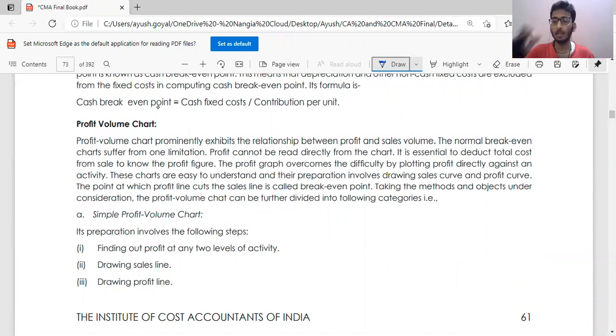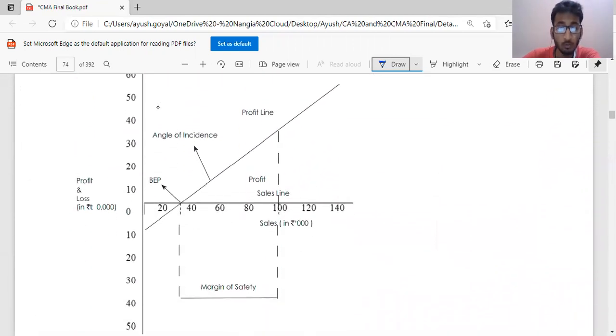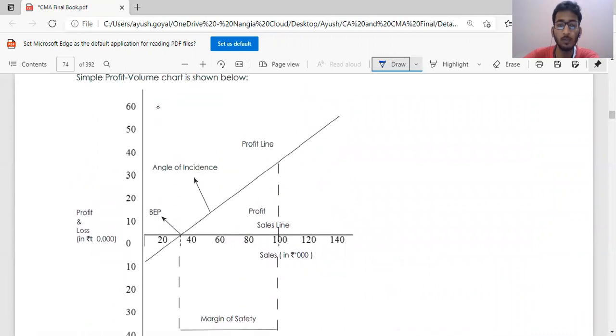Basically, we make a sale line, the cost line, the profit line. Okay. Now, just see the PV chart once. So this is basically the sale line, and this is the profit line. At this point, your sale value, basically your profit, is coming to zero. Your profit is going to zero at this point. So this point is called break even, where your profit is zero.